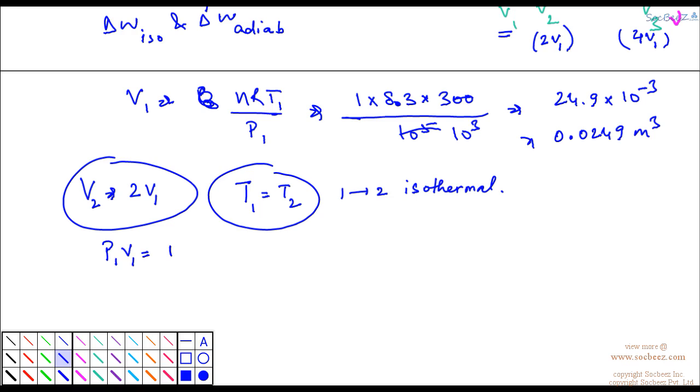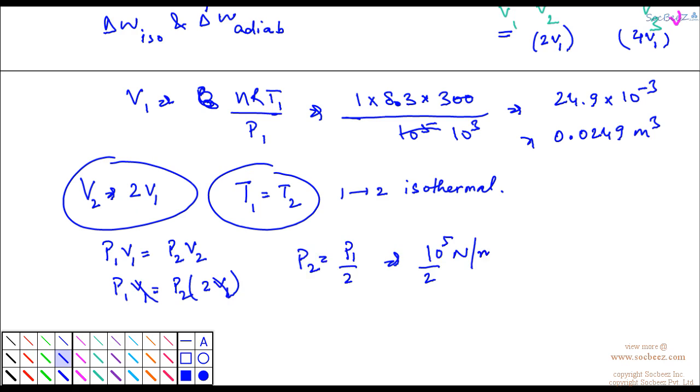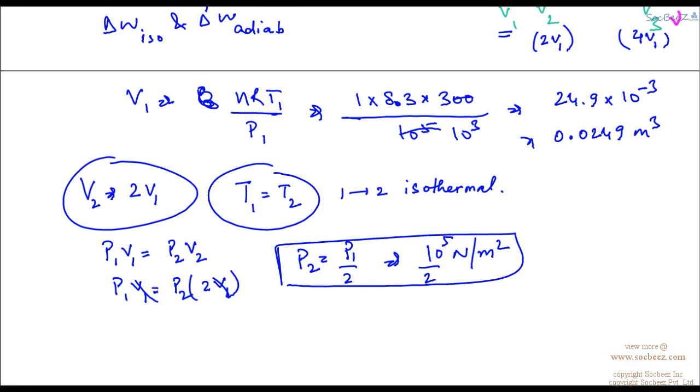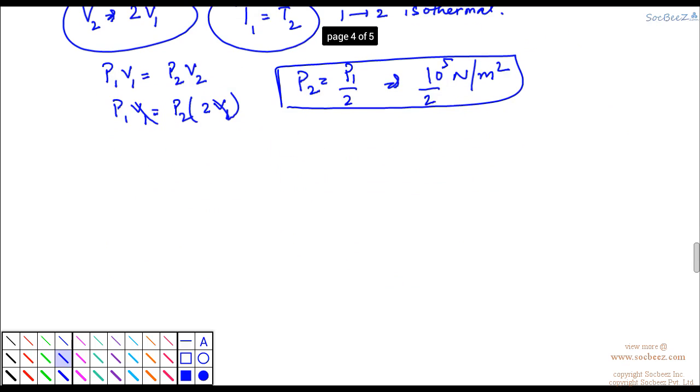Now one thing is for sure, P1 V1 equals P2 V2, right? So if P1 V1 equals P2 into V2, which is 2 V1, we can say that pressure 2 is pressure 1 upon 2, which is nothing but 10 raised to power 5 upon 2 Newton per meter square. Now we have reached the second state. Now let's try to find out the parameters at the third state.